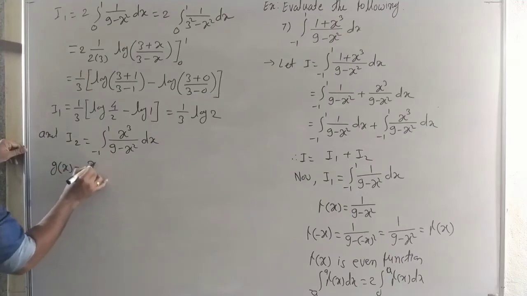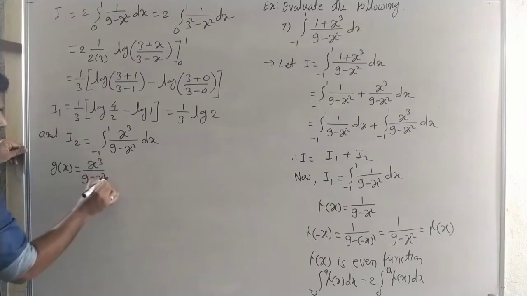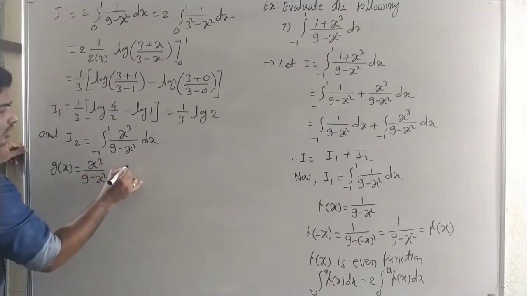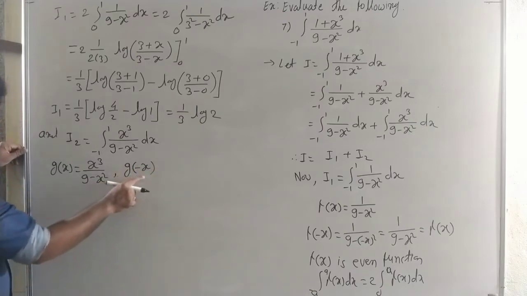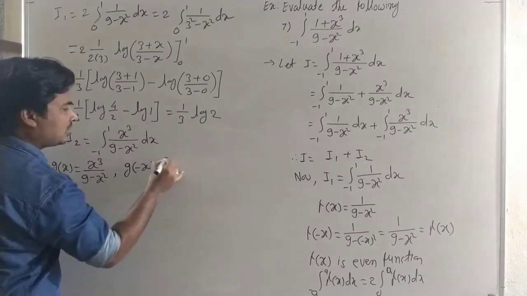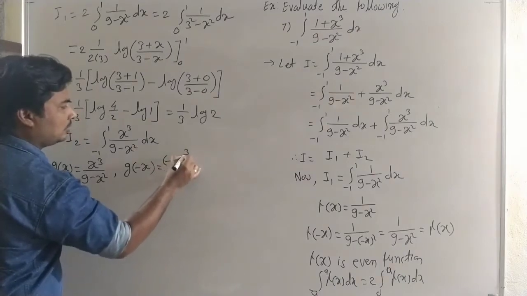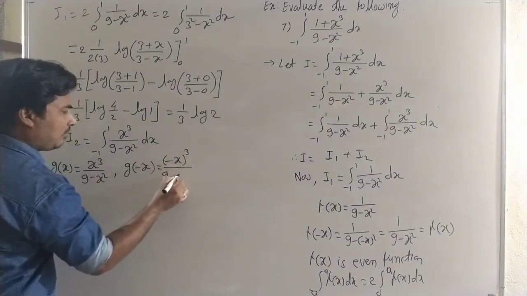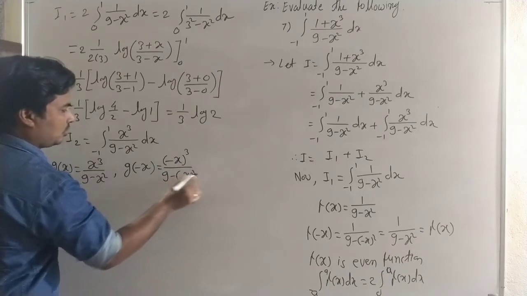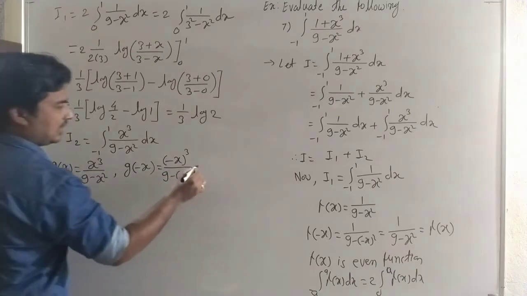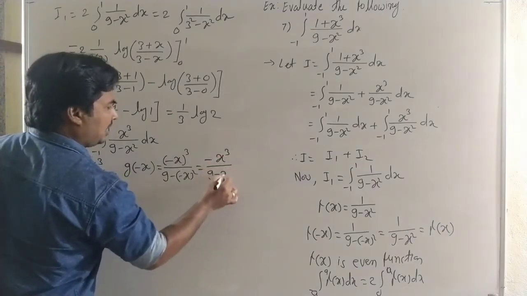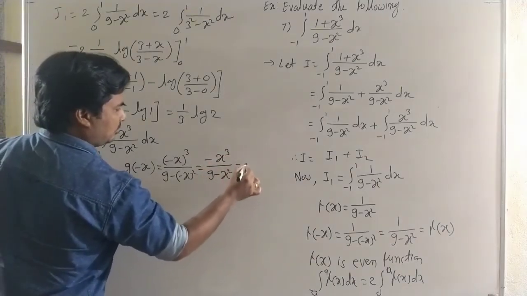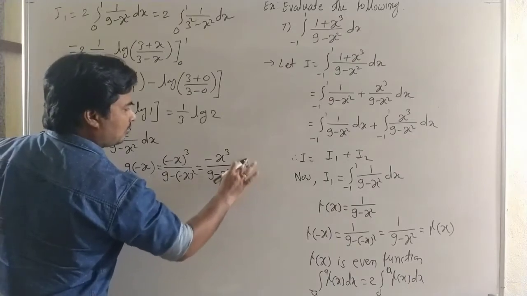g of x is equal to x cube upon 9 minus x square. Now we can find the value of g of minus x. It is minus x cube upon 9 minus x square, only x replaced by minus x. Then it is minus x cube upon 9 minus x square, which is equal to minus g of x.